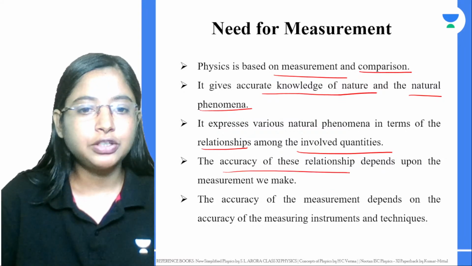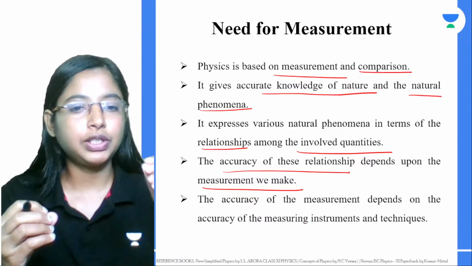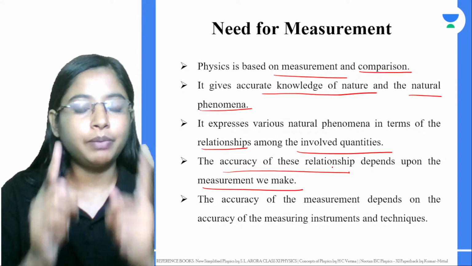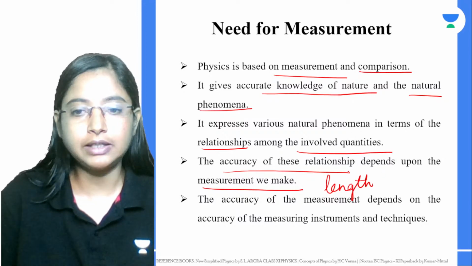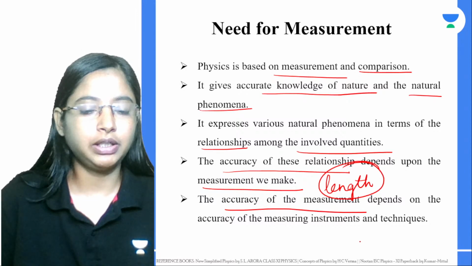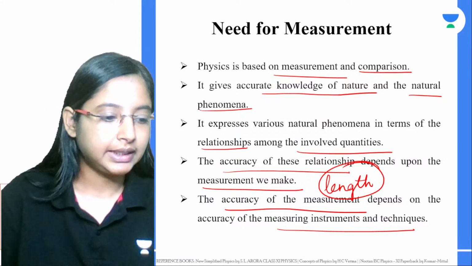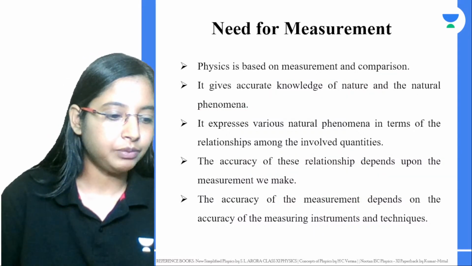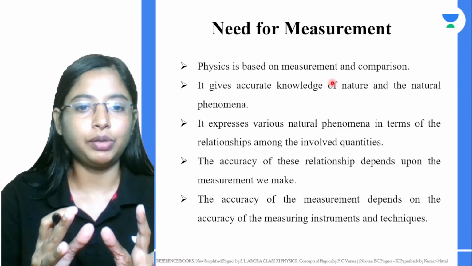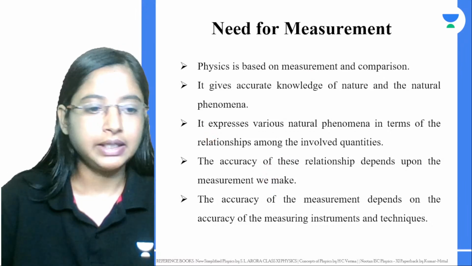And also the accuracy of these relationships depends upon the measurements that we make. When you're measuring distance or time, only if these measurements are very accurate will the velocity or speed that you calculate be accurate. When you're saying distance, you're talking about length, so the length that you're measuring has to be extremely accurate. This accuracy depends upon your measuring instruments and techniques. If you want to study any natural phenomenon, you should get an accurate measurement of that phenomenon.